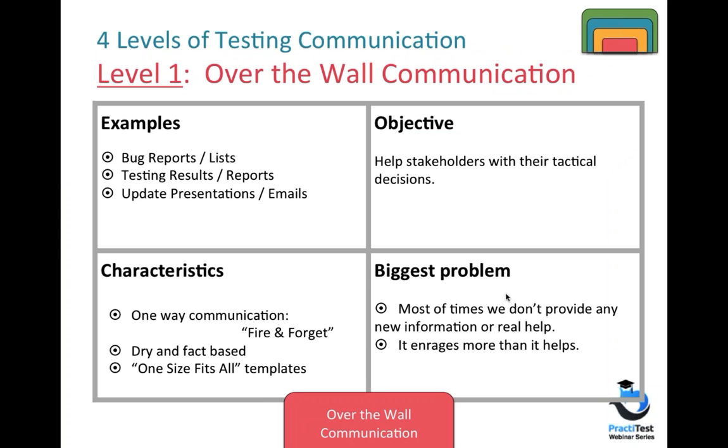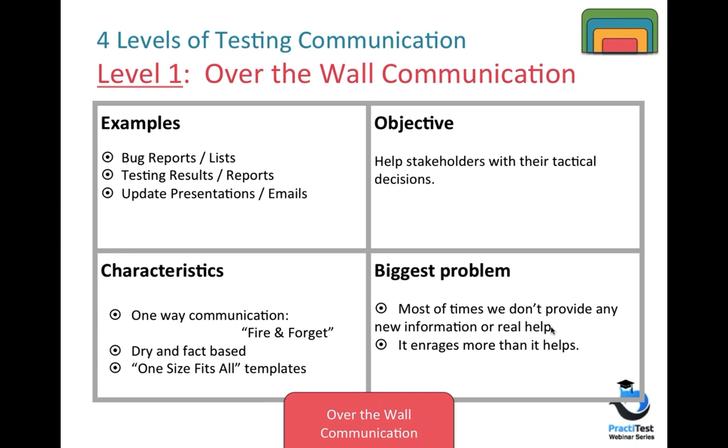When I talked about this slide and I said that many times we don't provide any new information that really helps, this is especially true on Agile teams. On Agile teams, most times, whenever you find a bug, for example, you will communicate it directly to your developer and he will fix it right there. So there's not a lot of value in just talking about bugs all the time. So in Agile, communication is one of the most important parts.